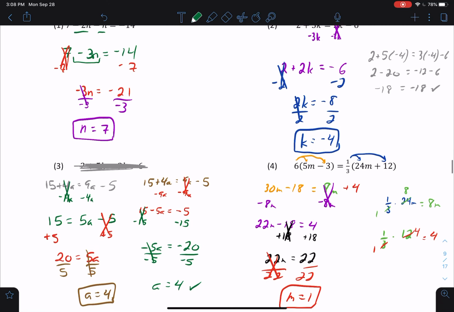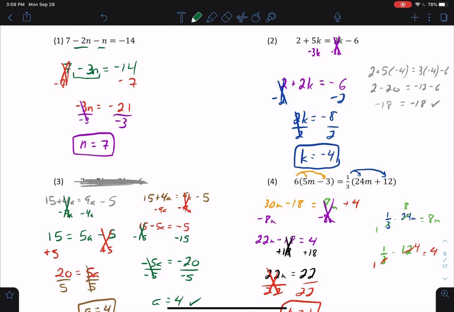In the next video, we'll talk about a couple other different problems with variables on both sides, but that's basically it. We want to get our variables on one side, numbers on the other. You're going to hear me say that a lot when we're solving. Variables on one side, numbers on the other.